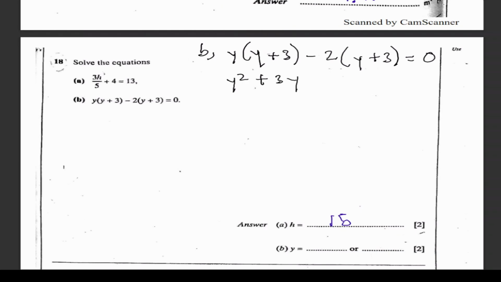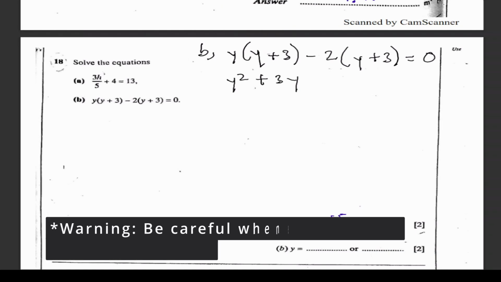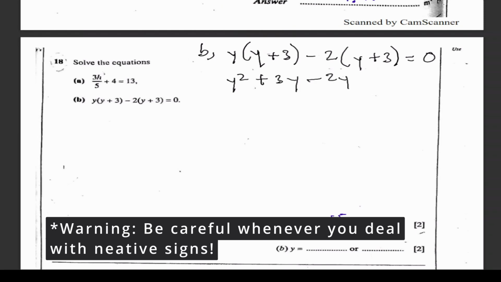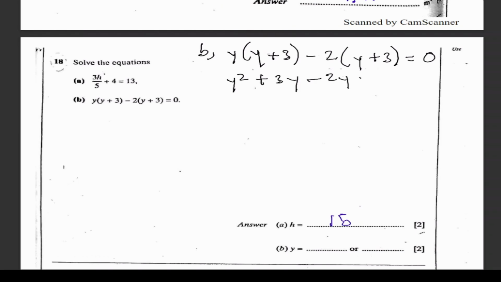3y. The same operation happens here, but you should be careful whenever you see a negative sign. Minus 2 times y is minus 2y. Minus 2 times 3 is minus 6, because a negative number multiplying a positive number makes it a negative number. This is equal to 0. So y squared, what is 3y minus 2y? It's just y, minus 6 is equal to 0.